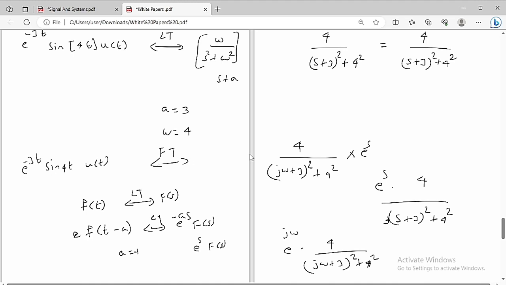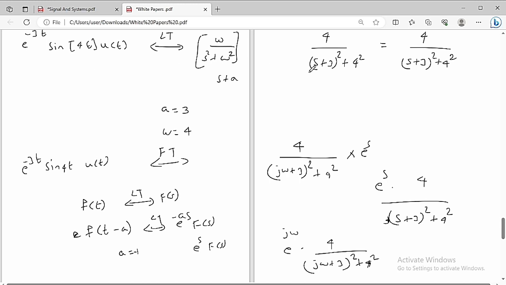Then I got the Fourier transform. It's very simple, right? What I did first was find the Laplace transform, then finally substitute s equal to j omega. For f of t, the Laplace transform is F of s. And for f of t minus a, the Laplace transform is e to the power of minus as into F of s.